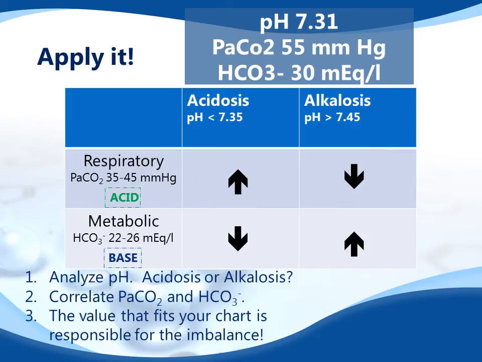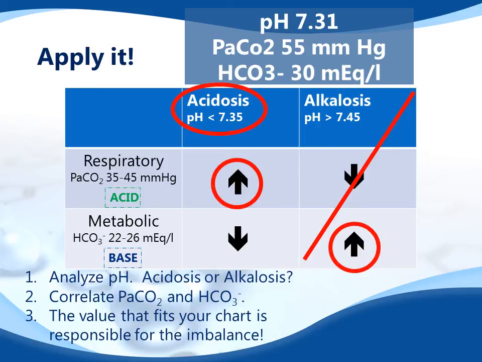Let's look at that last example again, this time with compensation. Our pH is telling us that this is acidosis, so we can ignore the alkalosis column. Our PaCO2 is high, but so is our bicarbonate. How do we know that this is compensation? Because we know that the pH is acidic.